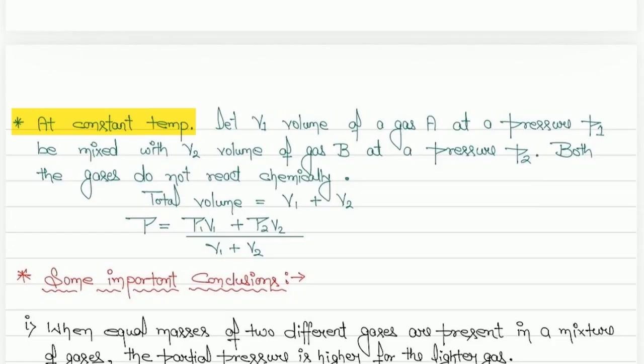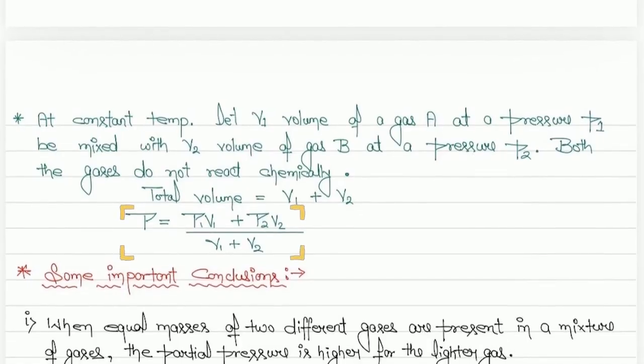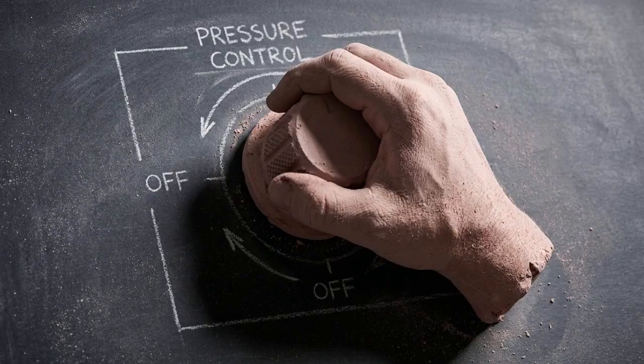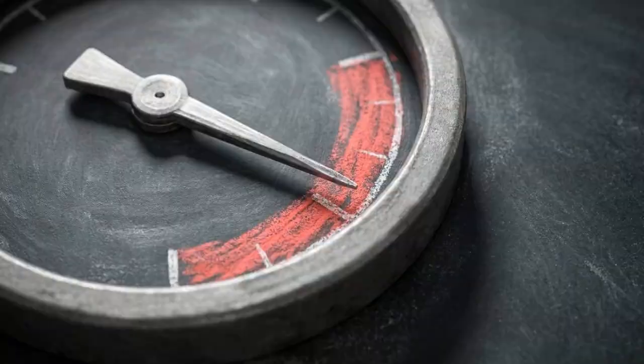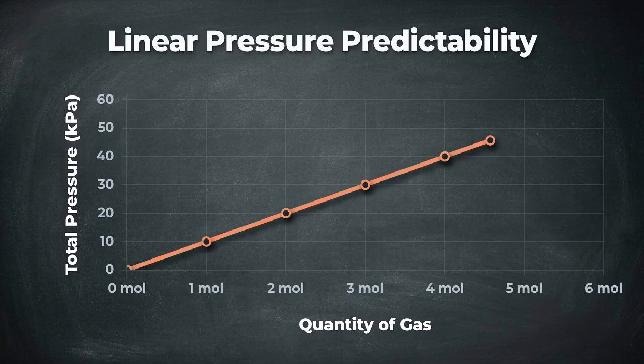Provided the temperature stays stable, this middle section of the notes shows the solution. The new total pressure P is calculated by adding the product of each gas's initial pressure and volume, then dividing by the combined total volume. Even when you manipulate both the volume and the pressure across multiple different gases at once, the resulting total pressure remains entirely predictable as long as the thermal energy doesn't interfere.